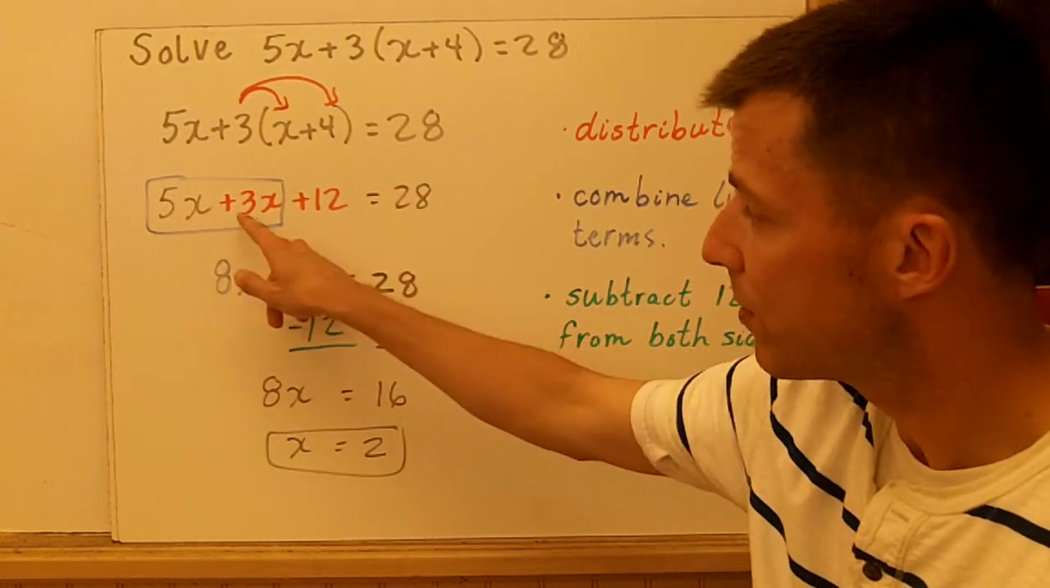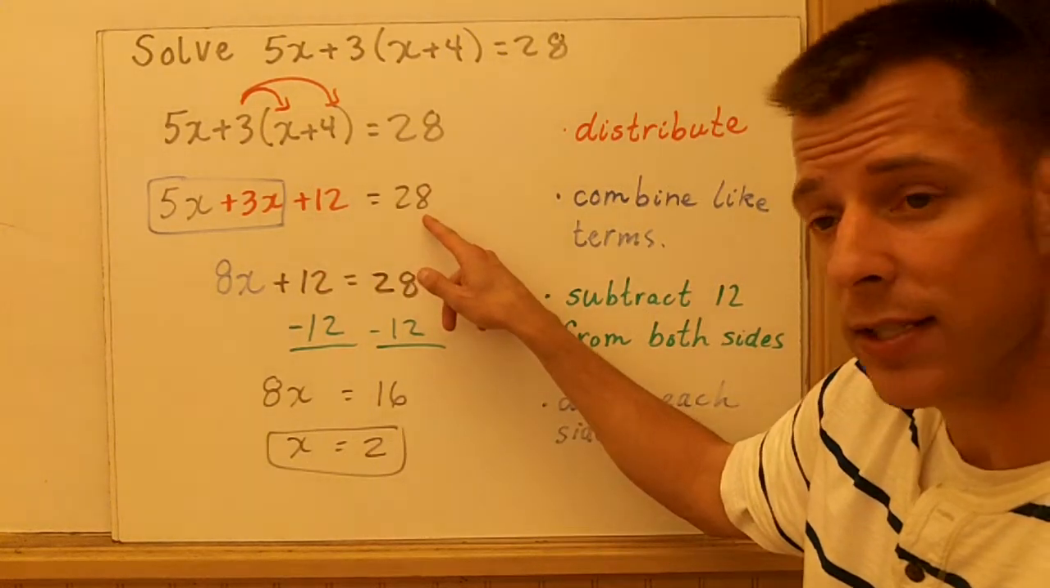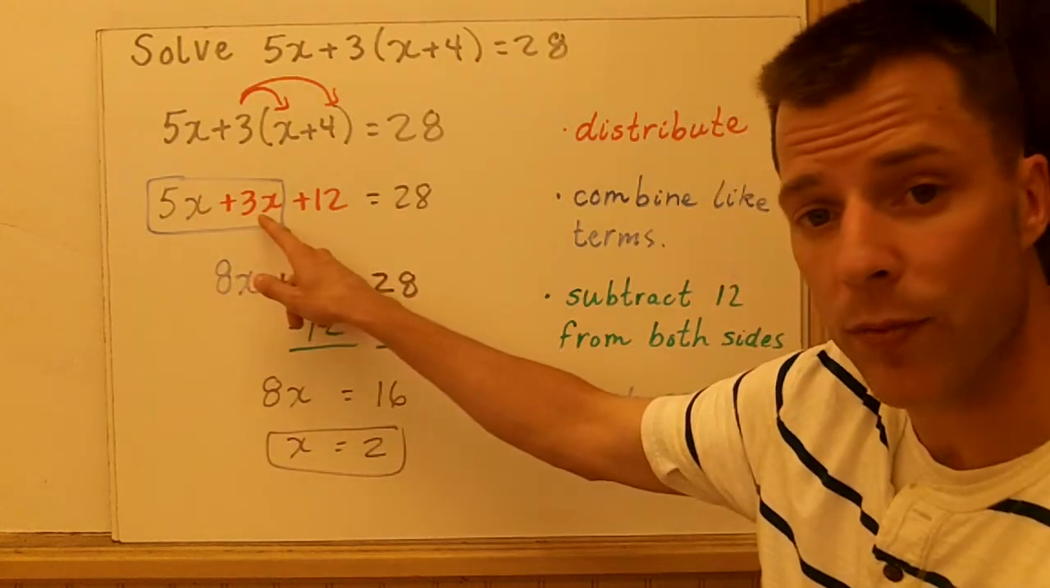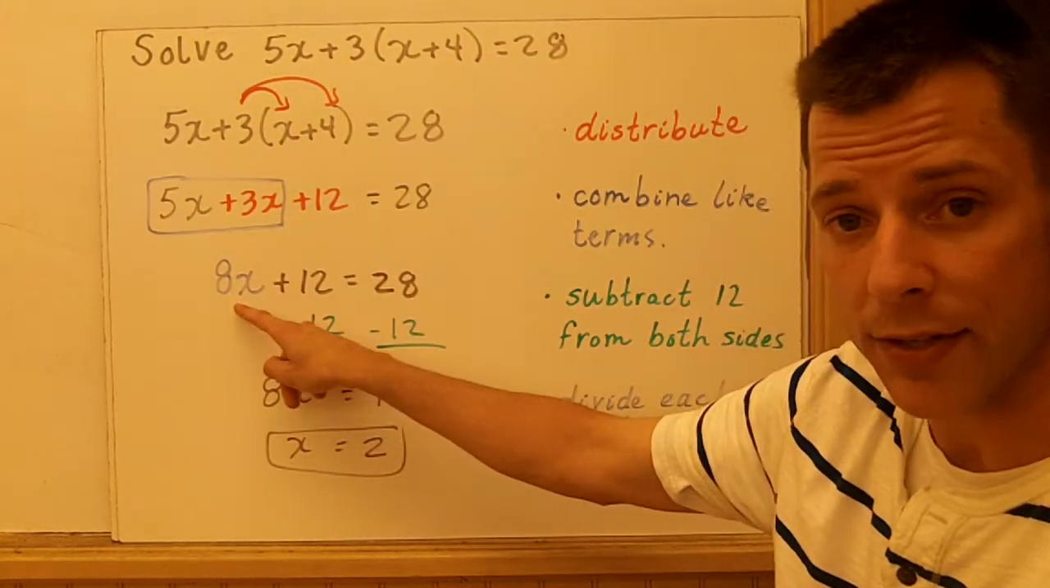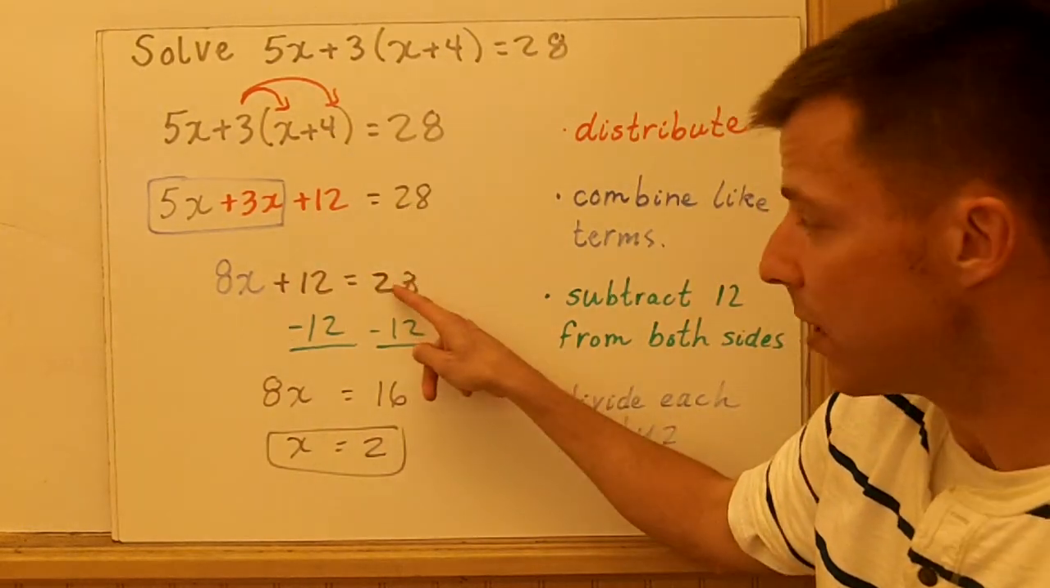So we have 5x plus 3x plus 12 equals 28. And like in the last example, we're going to combine like terms now. I have 5 x's and I have 3 more x's. That gives me 8 x's. So I combine like terms. The 12 comes down, the 28 comes down.